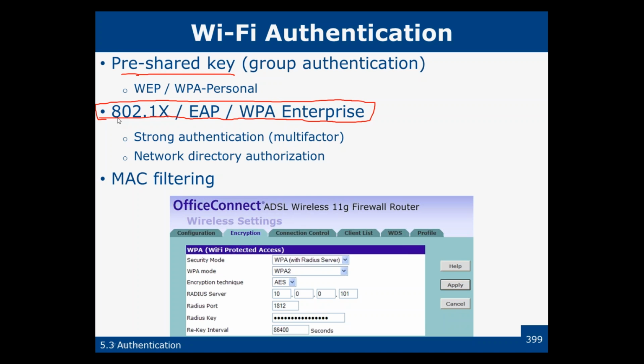There are access points that have Radius servers that run on them, and it's like everything else. The more you pay for it, probably the more secure it's going to be. The EAP WPA Enterprise stronger option uses multi-factor authentication and network directory authorization, where we actually get the authorization from the Active Directory server. The other way to kind of keep people off, and I say kind of, is MAC filtering. You put a list of MAC addresses that are allowed on your wireless.